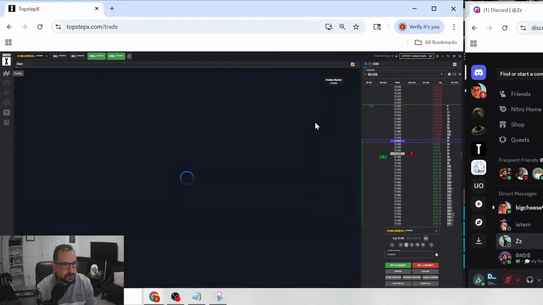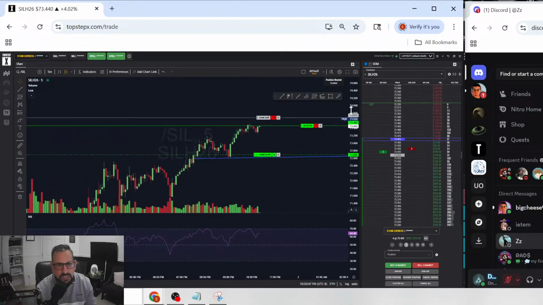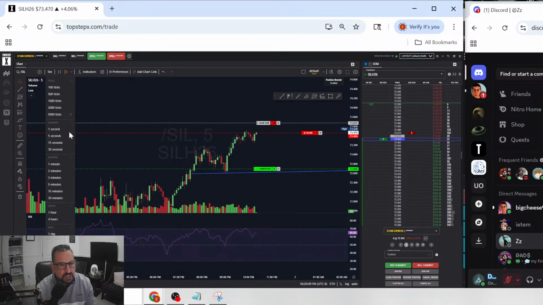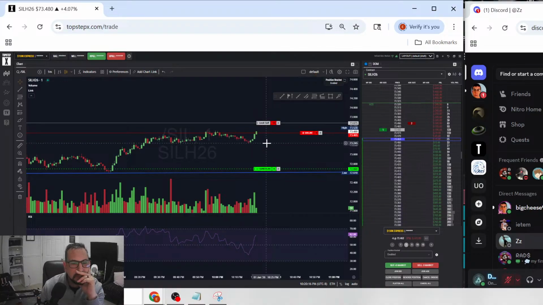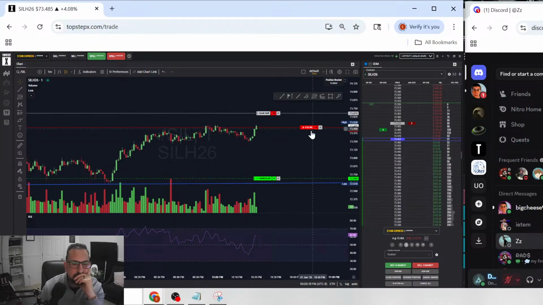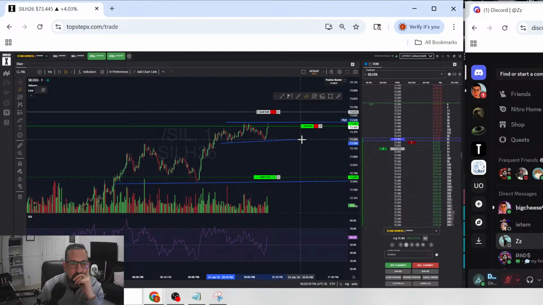Oh, what are we doing? Oh, dang, we came all the way down to 73.20? That's probably like $1,200. Okay, we'll see what happens here. If we make it up there. That's a nice wick.